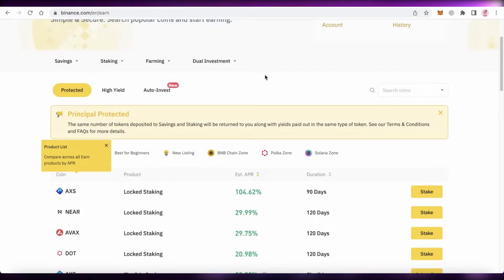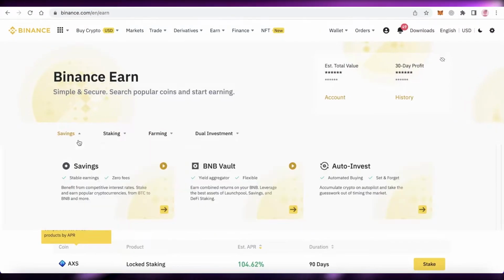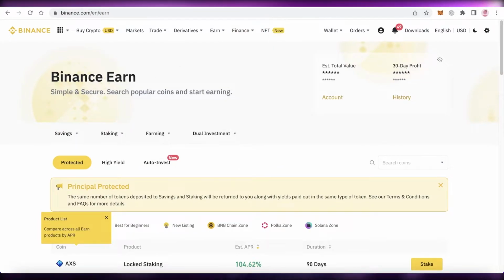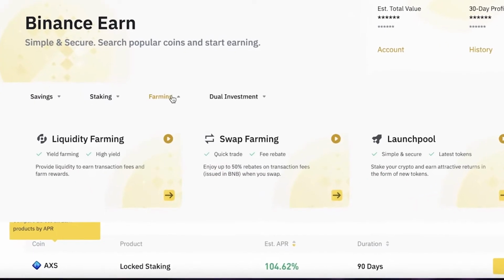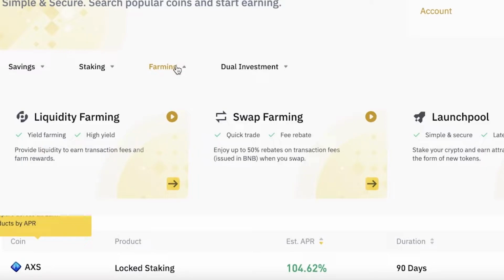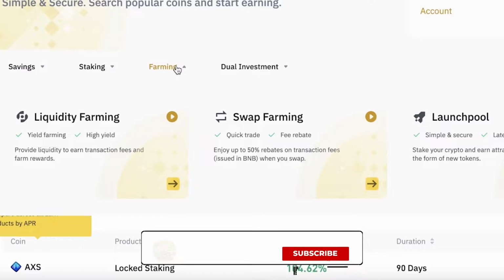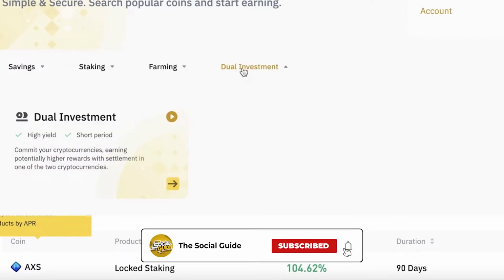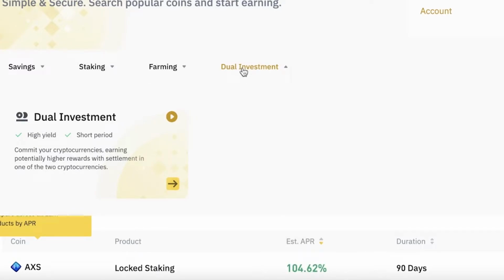They're both a bit different, and they both have different strategies for you to earn money with. Now, if we go into the Earn section, you also have farming, where you can get farm rewards like high yields and earn transactional fees, as well as dual investment, where you invest your money into two different cryptocurrencies, and you're basically doing savings with a larger portfolio and with less money in the game.